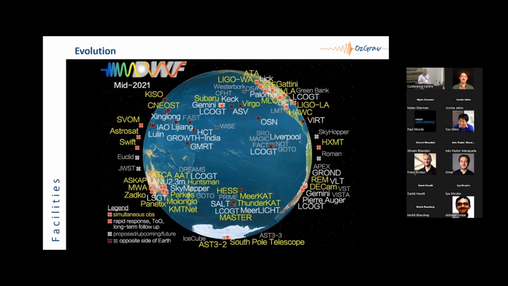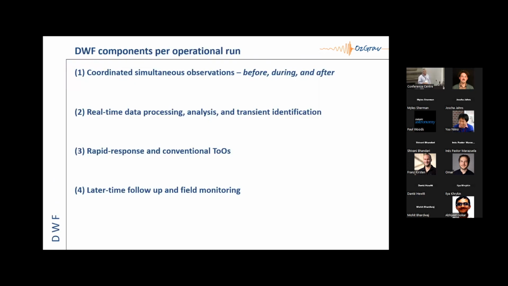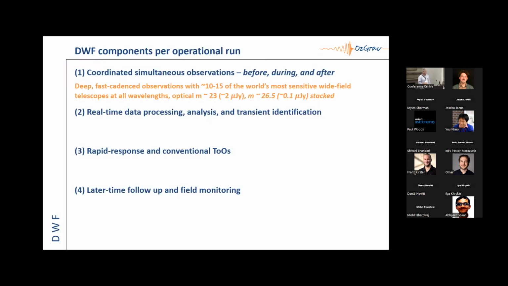And it's very successful. So just really quickly, we have four general components. We have a fast, simultaneous component, which is aimed to be on sky before, during, and after anything happens. So we have deep observations. We'll coordinate 10 or 15 telescopes, as I mentioned, from radio all the way to gamma ray.